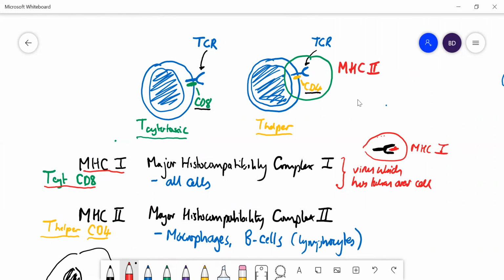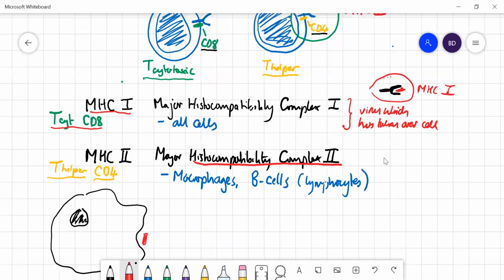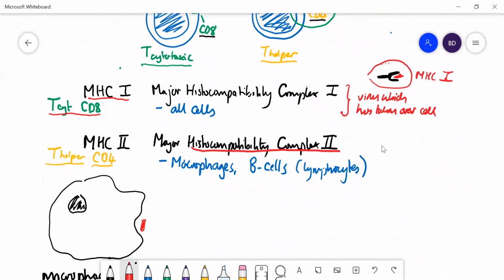Now, major histocompatibility 2 is not expressed by all cell types, unlike MHC1. It's only expressed by B cells, which are another kind of lymphocyte involved in producing antibodies. We'll talk about them later. And it's expressed by these cells, macrophages, which, as the name suggests, are phagocytic cells.